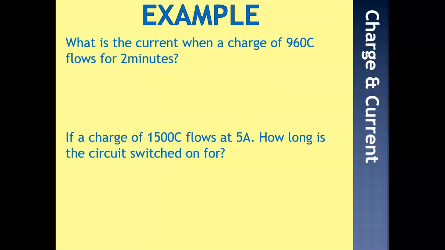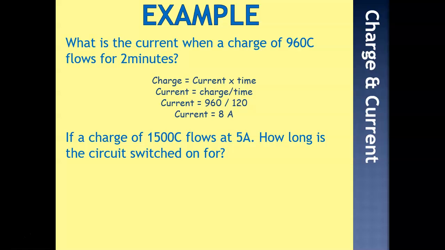This next part we have to rearrange our equations, so make sure you've got your equation triangle written. First question, what is the current when a charge of 960 coulombs flows for 2 minutes? Pause the video and attempt that question. Okay, charge is equal to current times time. We need to rearrange that. That rearranges to current is charge divided by time. Charge is 960, but time's been given in minutes. We need to change that into seconds. 2 minutes would be 120 seconds, so 960 over 120 gives us a current of 8 amps.